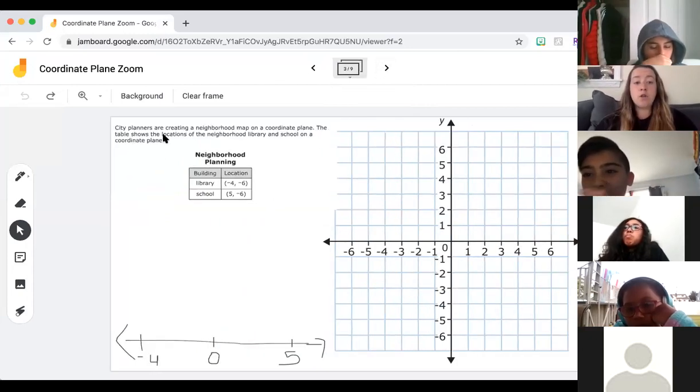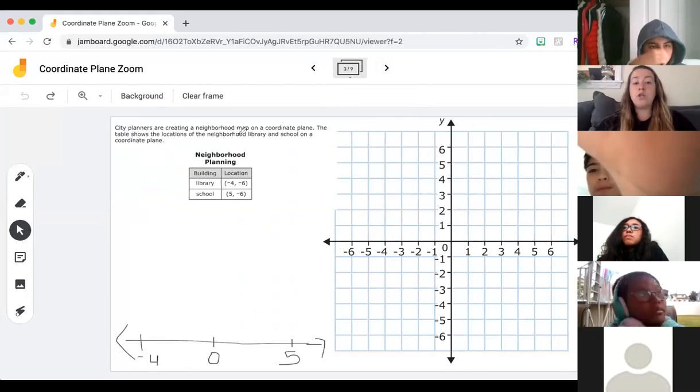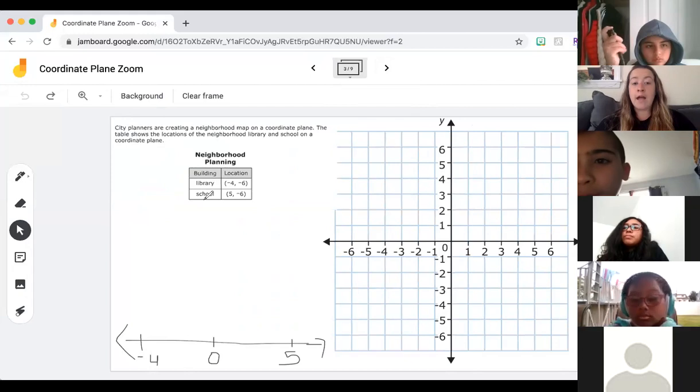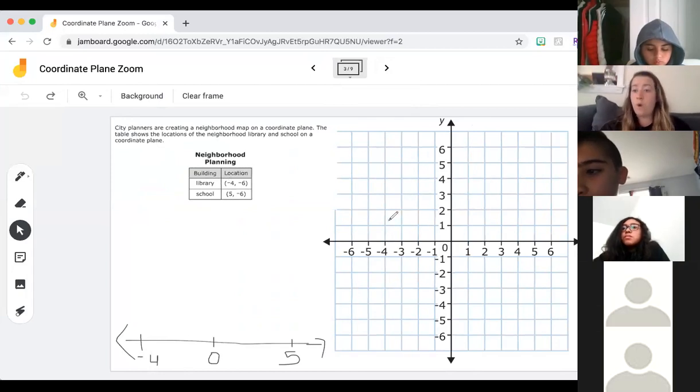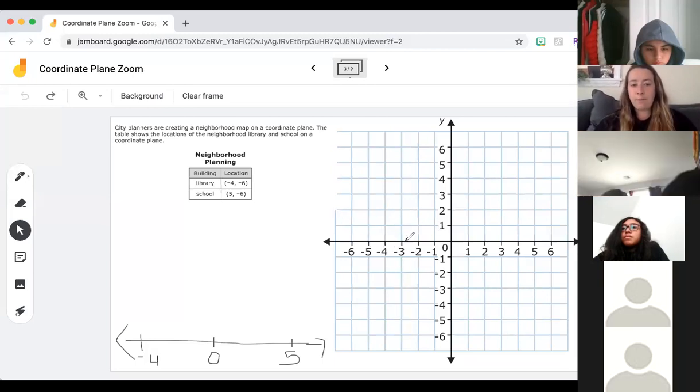It says city planners are creating a neighborhood map on a coordinate plane. The table shows the location of the neighborhood library and the school. We want to figure out how far away the library is from the school. I can determine its distance from the coordinates, or if I needed to, I could draw it out on a little coordinate plane. If you don't have printer paper or graph paper, you can always just draw a little sketch of it. So I'll plot the points first.